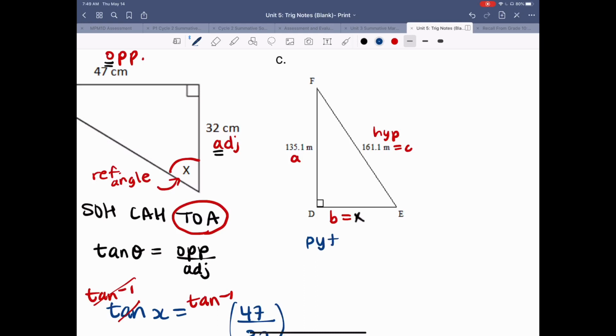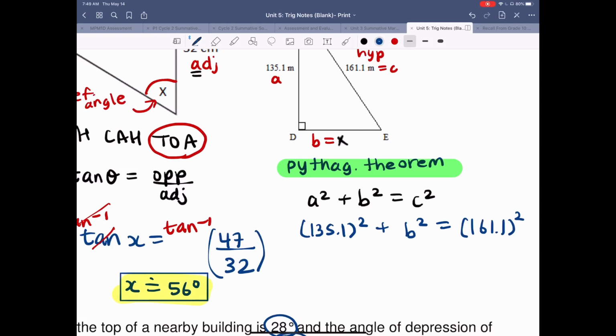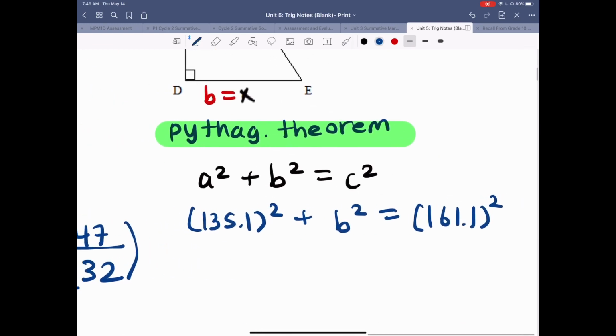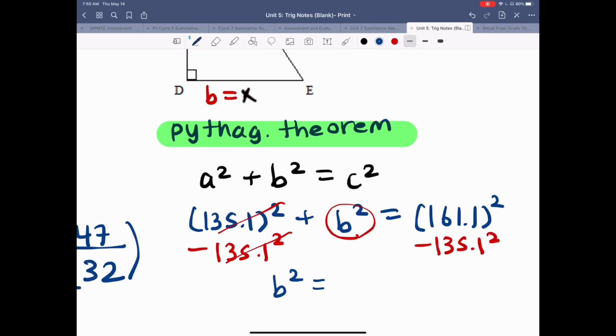All right, Pythagorean theorem. And so I have as a formula, a squared plus b squared is equal to c squared. I'm going to sub in what I have, so 135.1 squared plus b squared is equal to 161.1 squared. So I will actually keep everything exact, and I'm going to work algebraically to get the b squared by itself. So I'm going to subtract my 135.1 squared on both sides. And I will get b squared is equal to whatever that works out to be.